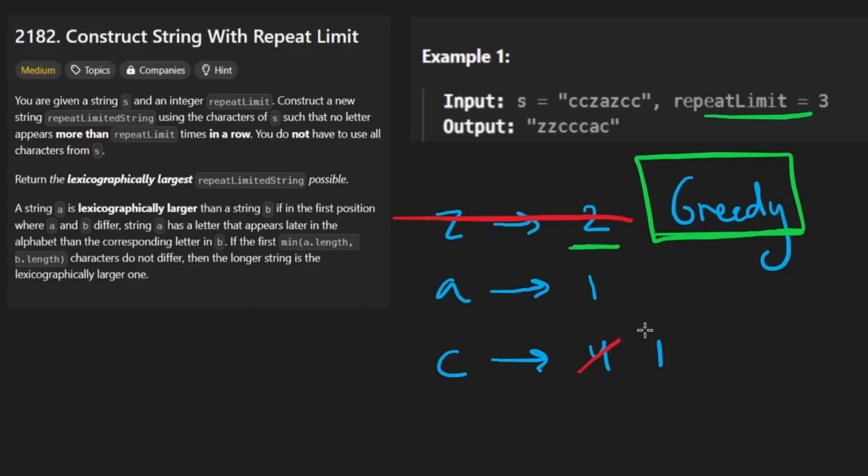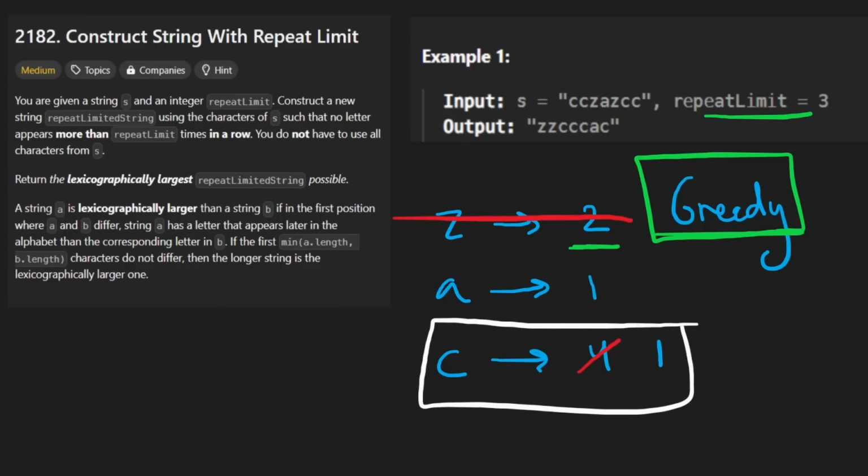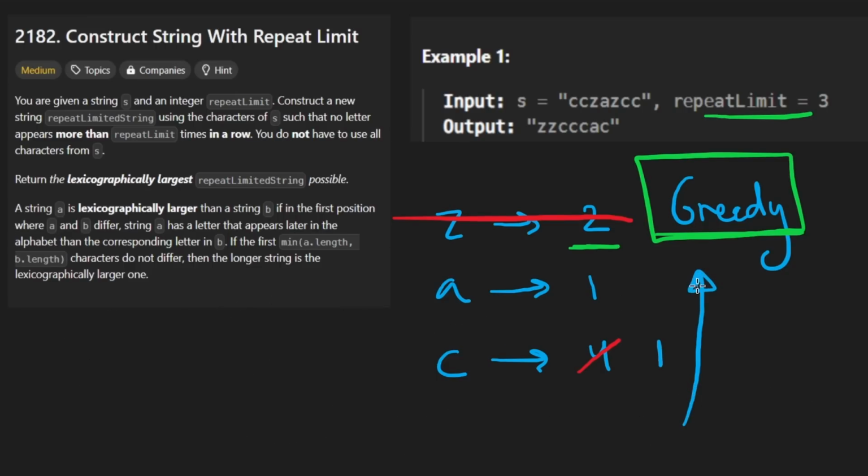So right now, we're in a situation where if we were just being naively greedy, we'd want to take the largest lexicographical, largest alphabetical character, put C next, but we can't. We've reached the limit. So somehow we need to detect that. There's a different state going on.